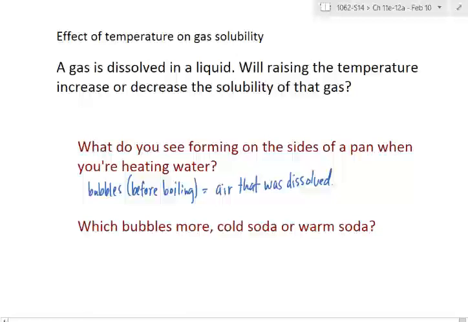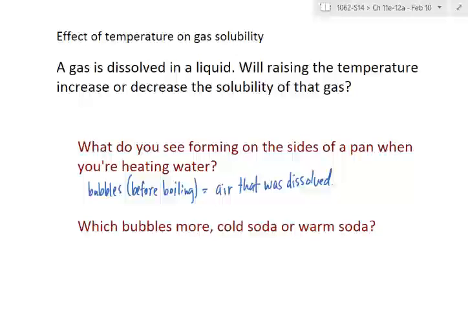Which bubbles more, or which doesn't retain its carbonation as well? So you've got a Diet Coke that you've opened that's nice and cold, one that you've opened that's at nasty room temperature. Which one is going to be nice and bubbly, and which one is going to be flat and yucky?